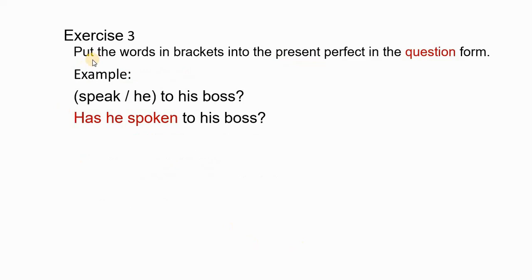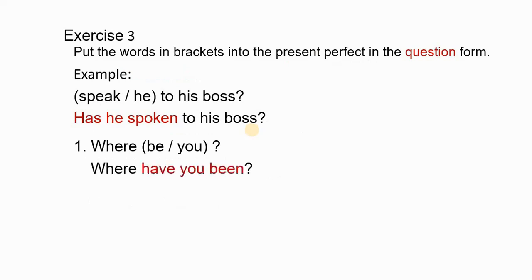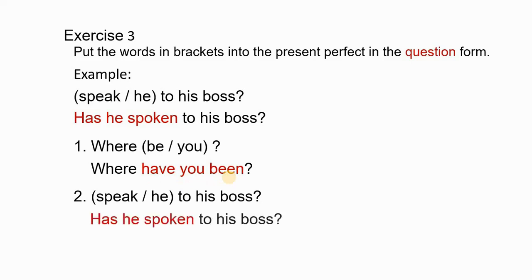Exercise number 3. Put the words in brackets into the present perfect in the question form. For example, so answer: has he spoken to his boss? Question number 1. Answer: where have you been? Question number 2. Answer: has he spoken to his boss?